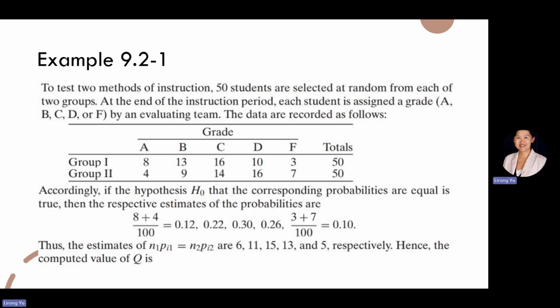At the end of the instruction, each student is assigned a grade. And grade is qualitative. I mean, you can see this is one of the situations. Grade is qualitative data, but the numerical grade is actually quantitative data. So grades can be represented as qualitative. It can also be represented as quantitative. So now what we want to determine is whether the corresponding probabilities are equal.